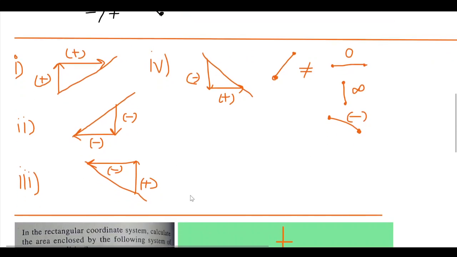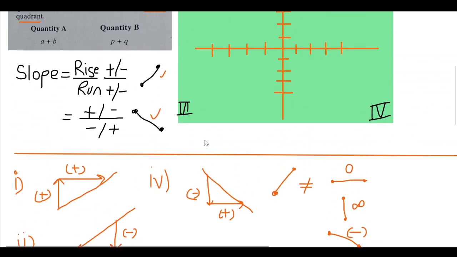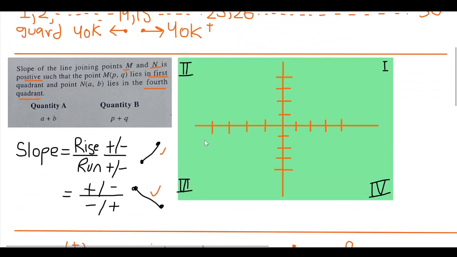So now that we are pretty much done with our initial concept, I think we're ready to jump to the question and start solving it. Okay, so the points M and N have a positive slope, and point M lies in the first quadrant. So M is over here, chilling somewhere in the first quadrant, and point N is in the fourth quadrant. So N is over here in the fourth quadrant.